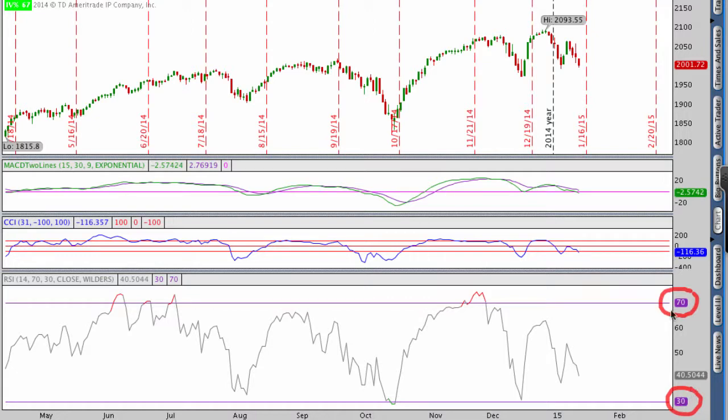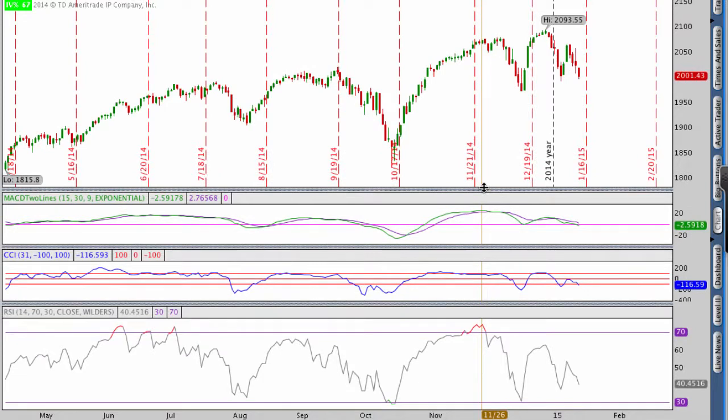So you can see here that the overbought range is about a 70 reading on RSI and the oversold range is about 30. Everything in between is relatively useless because you are really looking for those extreme points at which stocks become overbought or oversold.